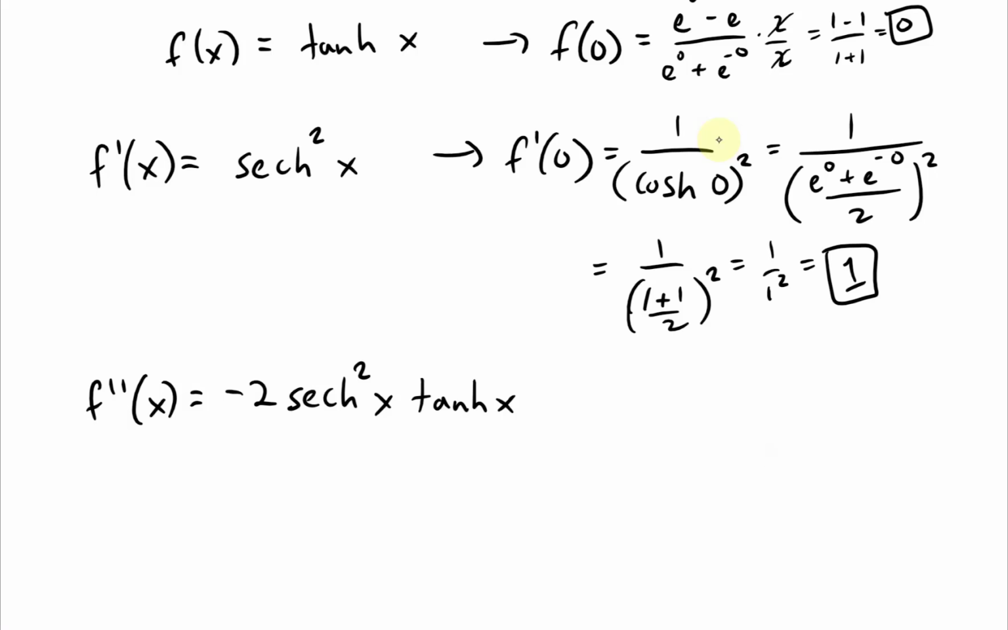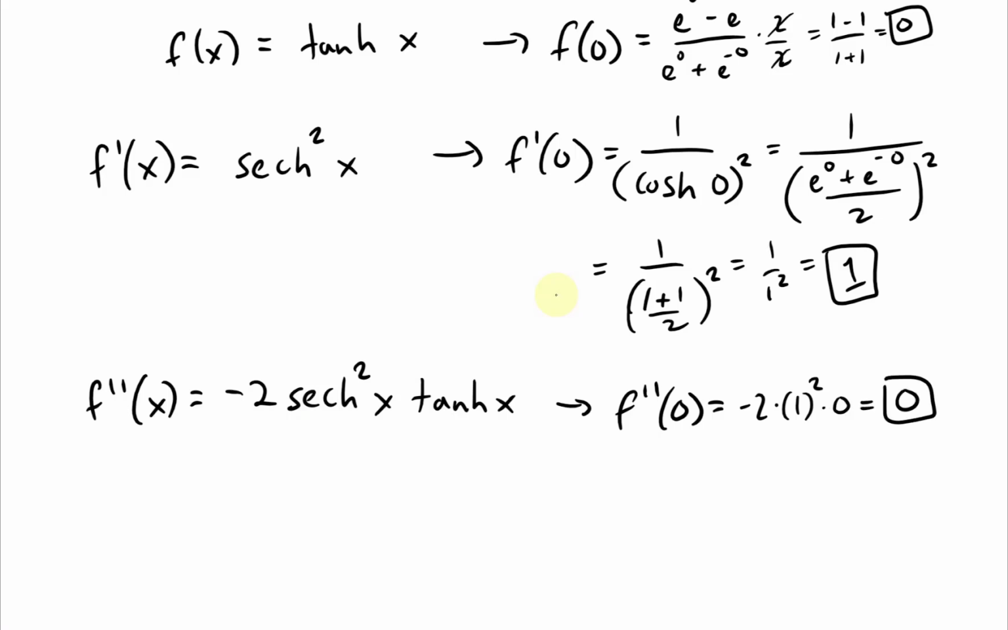And now when you plug these inside, so f double prime of 0 equals, well, plug in 0, we're going to have negative 2 times, this one's 1, because we already have that sech is 1, so it's going to be 1 squared, then the tanh is going to be 0, so it's times 0, so the whole thing becomes 0.